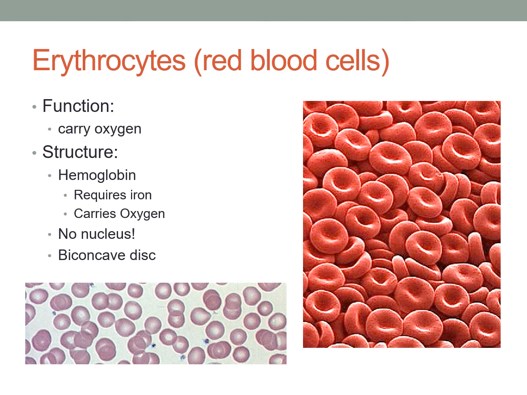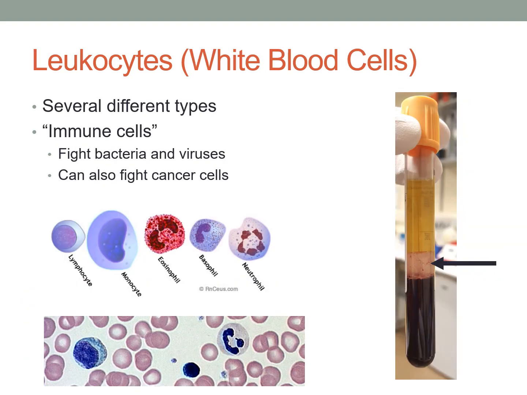All right, let's talk about leukocytes, the white blood cells. There's lots of different types. I'm not going to make you learn their different names. I just want you to know there's lots of different types. This is a leukocyte. This is a leukocyte. This is a leukocyte. And these are our immune cells. So when we talk about immune cells, we are talking about leukocytes. They are one and the same.